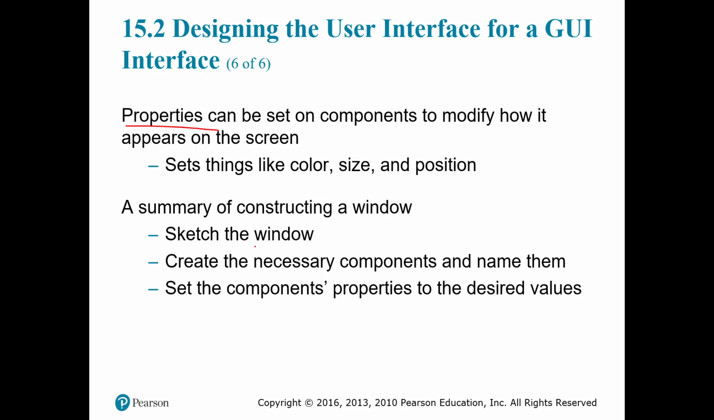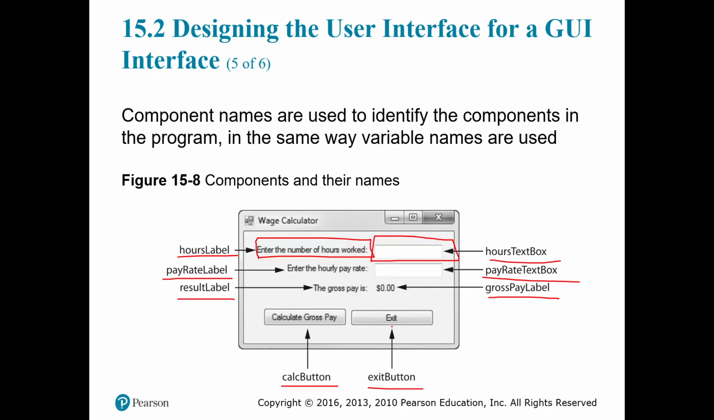Now, here's a general idea on how you should make a window whenever you want to create one. You would sketch the window, just make sure that it's not bigger than your screen. Usually we want a window to pop up in some central part of your screen. Then you would create the necessary components and name all of them. Remember the names that we had? Name all the components. And then you would set the properties of each component. So for example, if you wanted this button to be red and this button to be green, you could totally do that by using properties such as color for each of the elements.